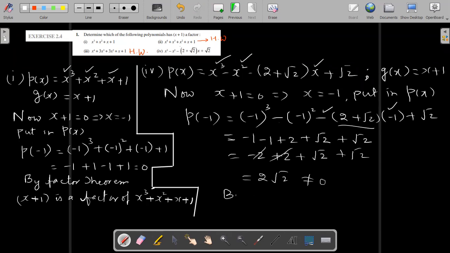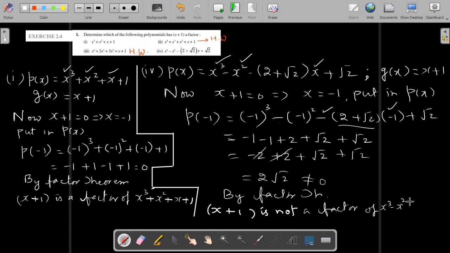Therefore, by factor theorem, x plus 1 is not a factor of x cube minus x square minus 2 plus root 2 x plus root 2. Okay, got it?